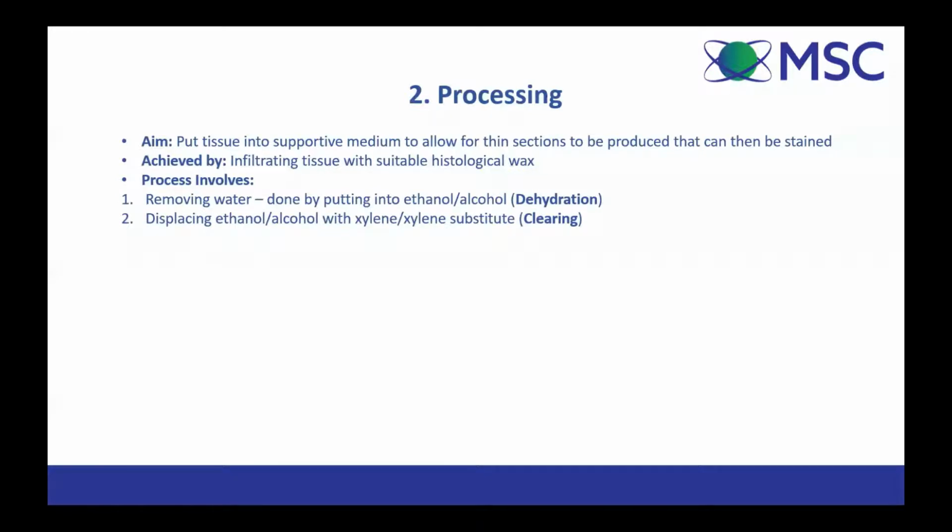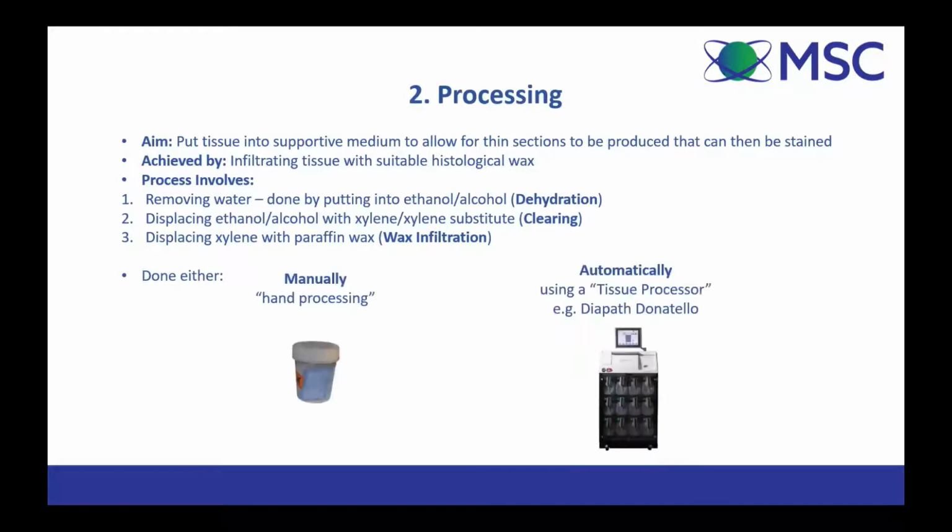Secondly, you need to displace this ethanol or alcohol with xylene or a xylene substitute, and this process is known as clearing. And then you need to displace your xylene with paraffin wax, which is a process known as wax infiltration. And these can be done either manually or automatically.